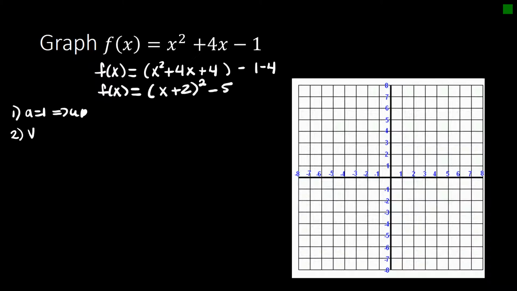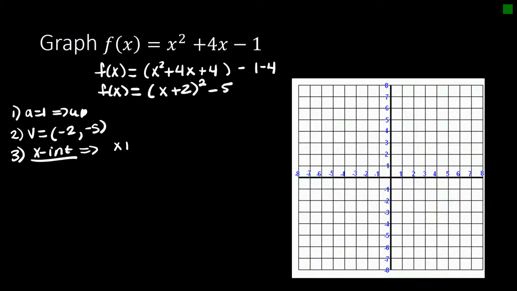We can easily pick out our vertex. It is x minus h, but because that's a positive, we're going to take a negative 2, plus k, and that'll be a plus a negative 5. So k is negative 5. Number 3, we're going to find our x-intercepts by setting this equal to 0.